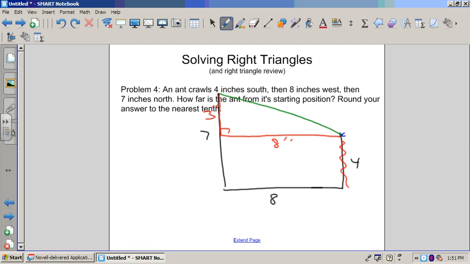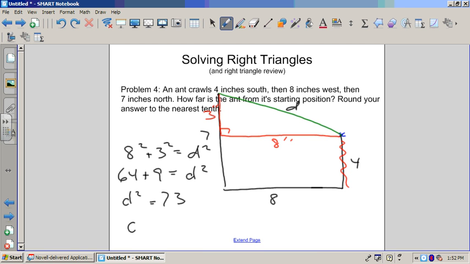I'm going to use the Pythagorean theorem. Pythagorean theorem says 8 squared plus 3 squared is equal to my distance squared. 64 plus 9 is my distance squared. My distance squared is equal to 73. So my distance is equal to the square root of 73. I know that the square root of 73 must be somewhere between 8 and 9, because 8 squared is 64 and 9 squared is 81.